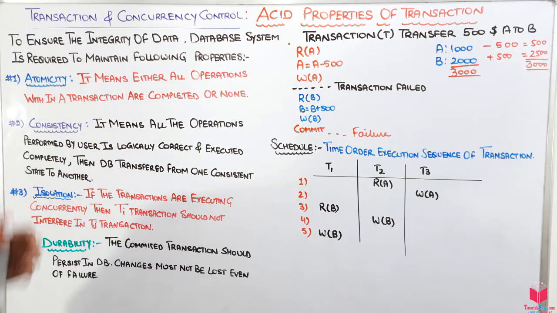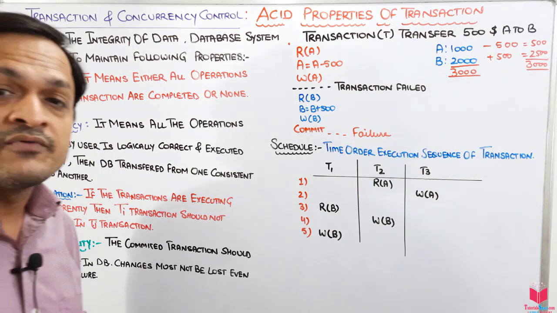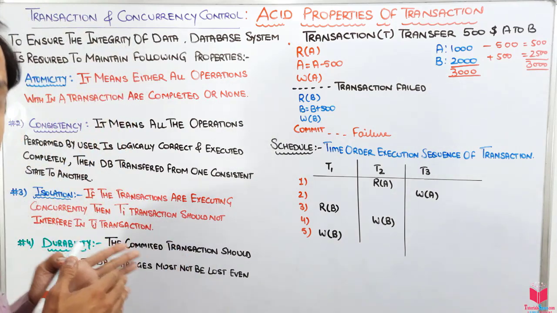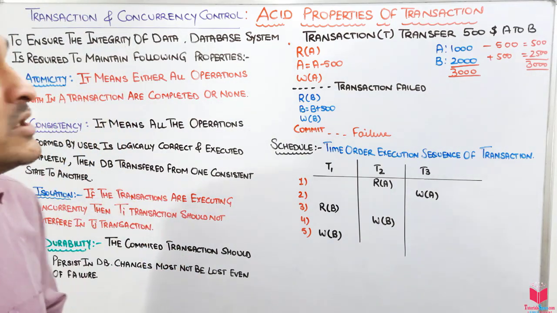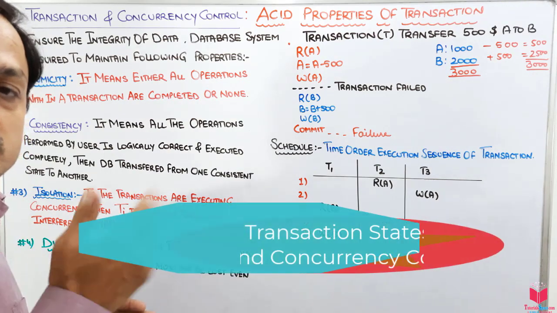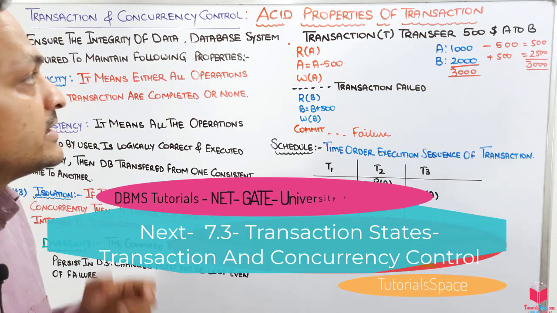So this is all about the ACID properties of transaction, which a database should follow to maintain the integrity of the data. Okay guys, in the next video we will see the different states of the transaction from the active state to the last terminated state. So we can say the life cycle of the transaction from start to end. We will see that in the next video.